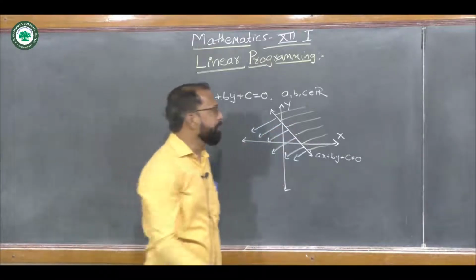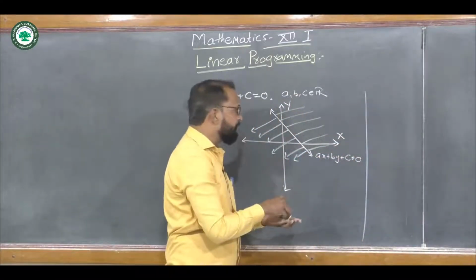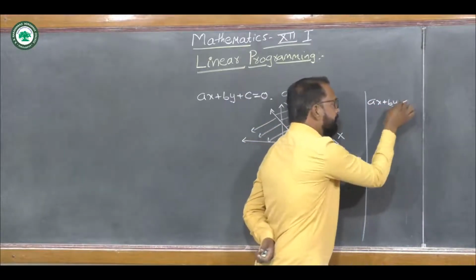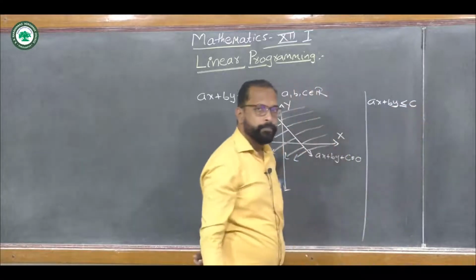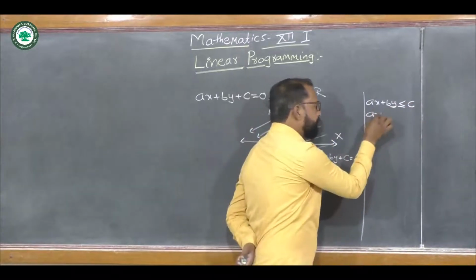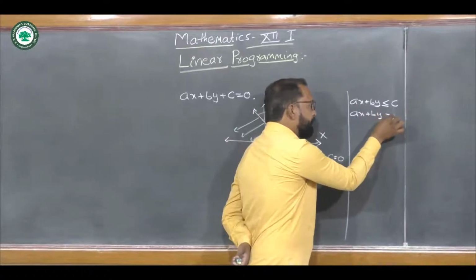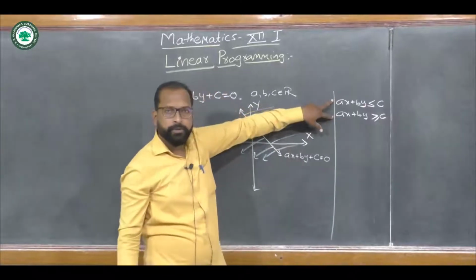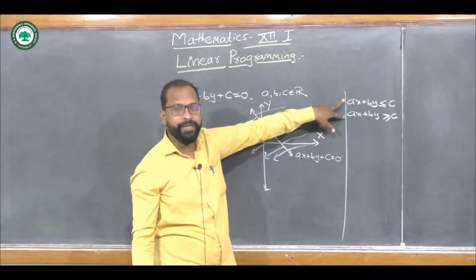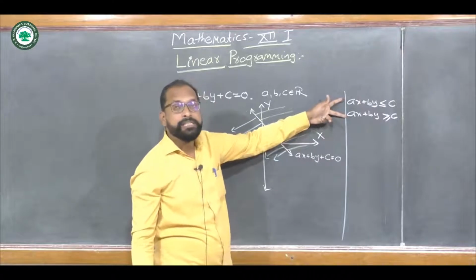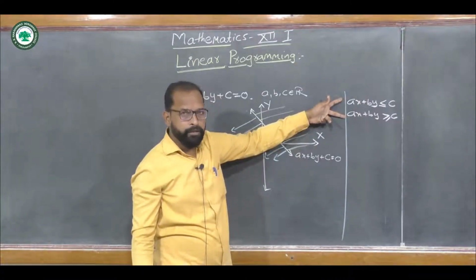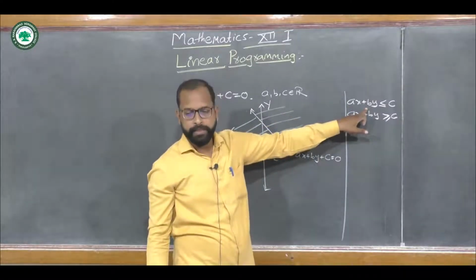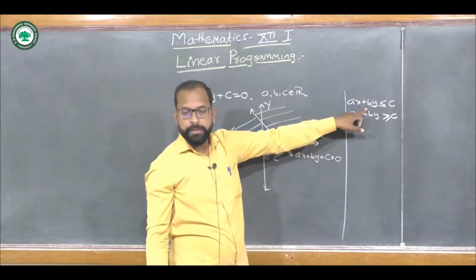Now, what are linear inequalities? An inequation of the type ax + by ≤ c, or ax + by ≥ c. These two types of inequations or inequalities are called linear inequalities. Again, this linear inequality holds the condition that a and b are not 0 simultaneously.